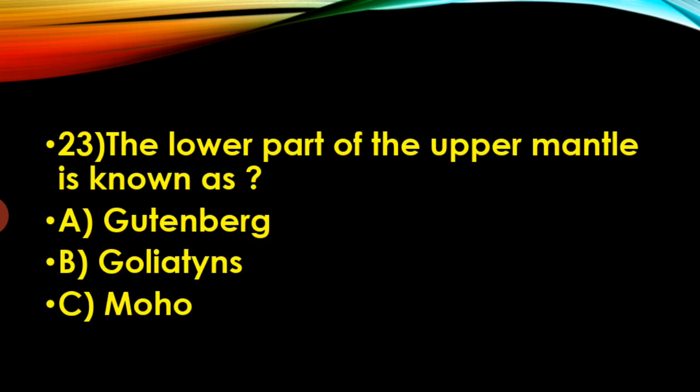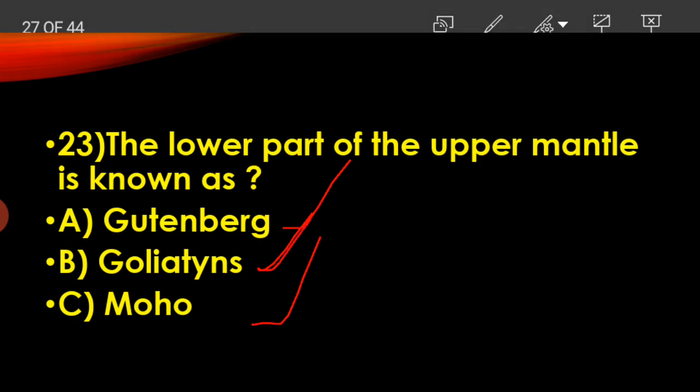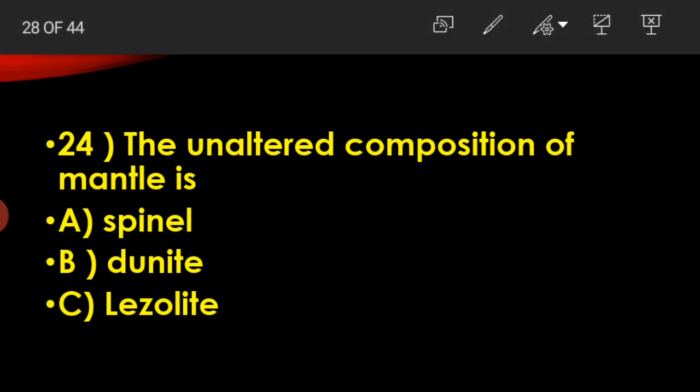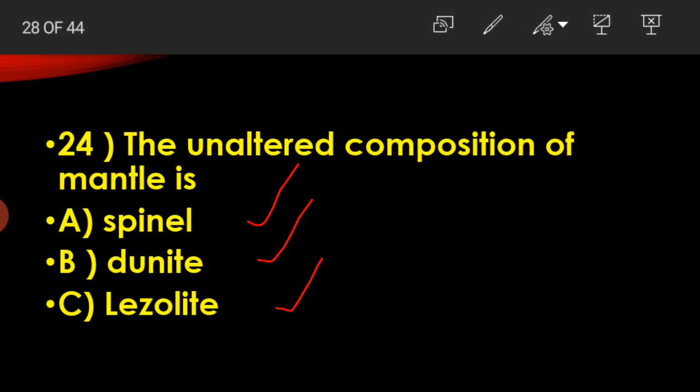Okay. The lower part of the upper mantle is known as Golitsyn's layer. The spelling is wrong, I think. Not Gutenberg, not Moho, already we know that. This is the correct answer, Golitsyn's layer. Okay. The unaltered composition of mantle is called option A spinel, option B dunite, option C lherzolite. Here the correct answer is lherzolite. The unaltered composition of mantle is called lherzolite.